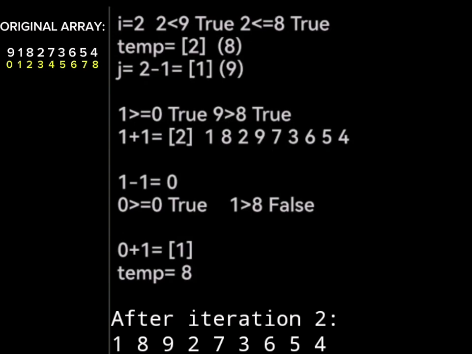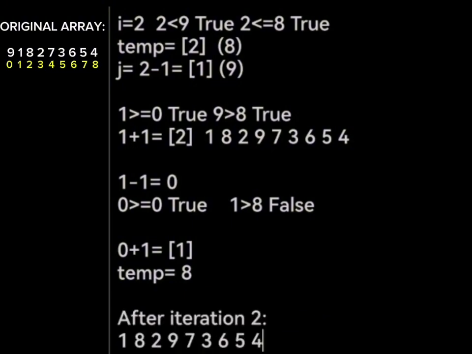So now proceed po tayo sa ating printing. So after iteration 2, magiging 1, 8, 9, 2, 7, 3, 6, 5, 4 na po ang ating array, since yung ating temp value, which is yung 8, ay nailipat po sa ating index 1, which is dito. So now we will proceed to iteration 3.